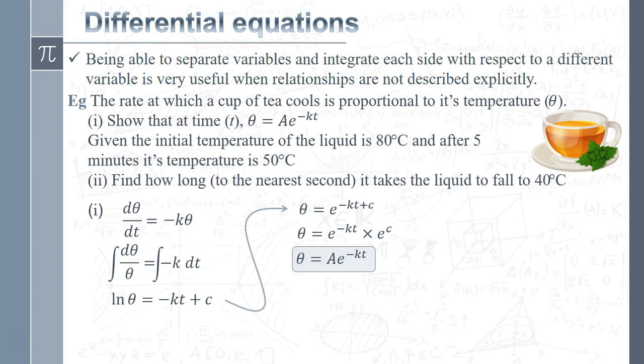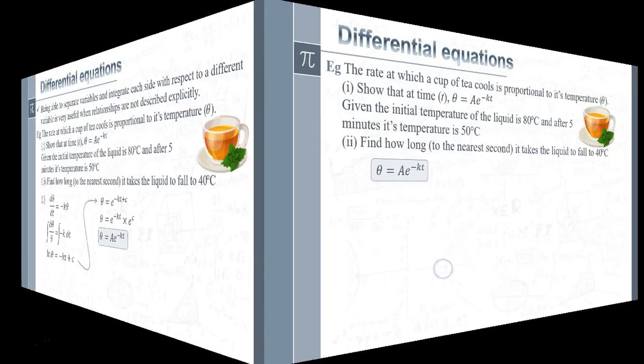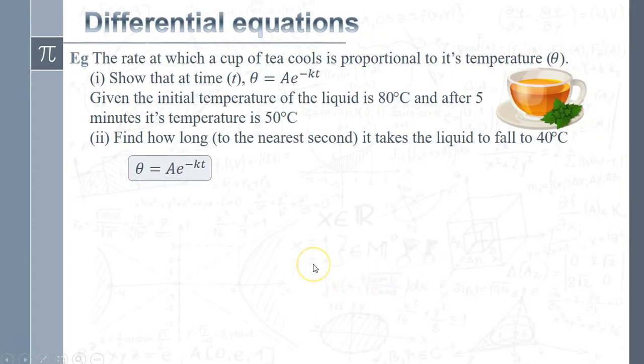So what we've done is started off with a setup that was expressed in terms of a rate, the rate at which the tea cools being proportional to its temperature. And now what that's done is link together temperature and time. Right, so there's our part 1 done, there's our initial equation sorted, so let's now use it in part 2.